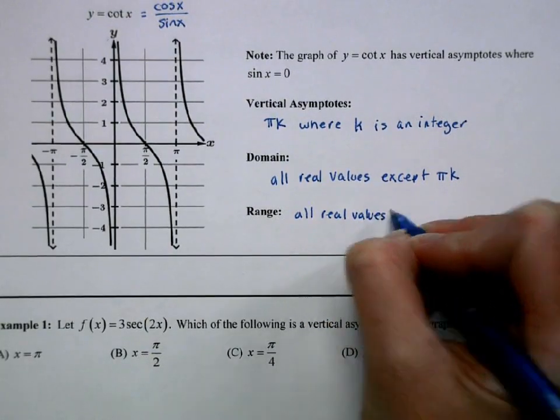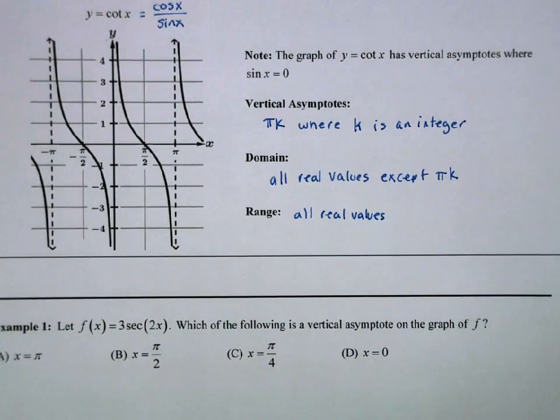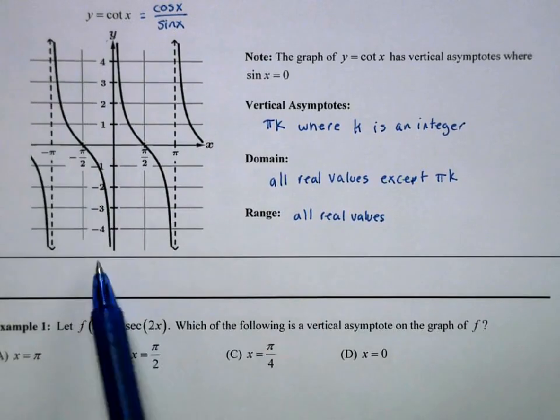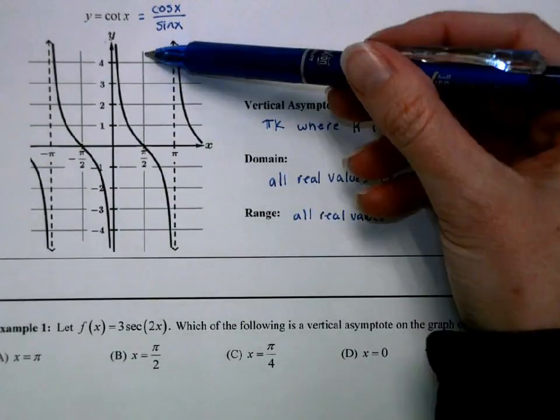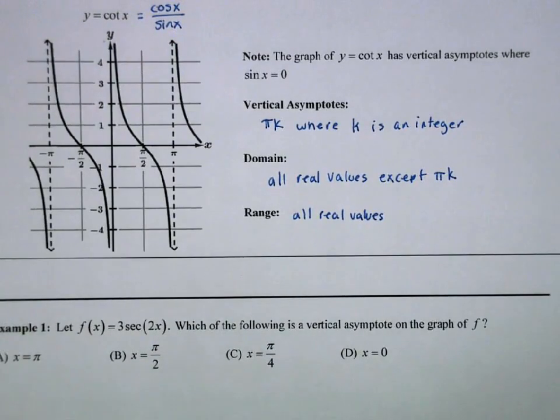One thing I want you to note about this graph is that it's always decreasing. It looks a lot like our tangent graph, but our tangent graph is always increasing unless there's some sort of transformation.